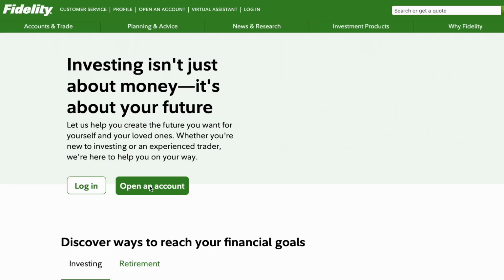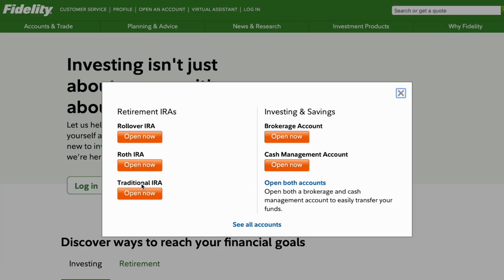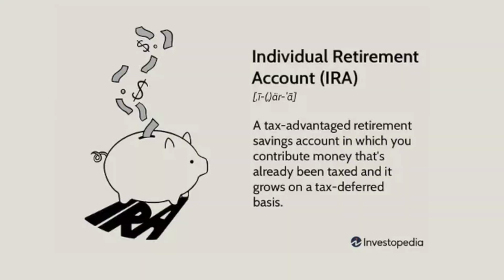So let's pick a company. For this example, we're going to use Fidelity and go to their website. You'll then click on Create Account. Here you'll be given two main columns of options. One will say something like Retirement IRAs, and one will say something like Investments or Investments and Savings. Side note, IRA stands for Individual Retirement Accounts or Individual Retirement Arrangements. So it's kind of funny that they essentially say Retirement Individual Retirement Accounts. Anyway, we need to pick a column to start.